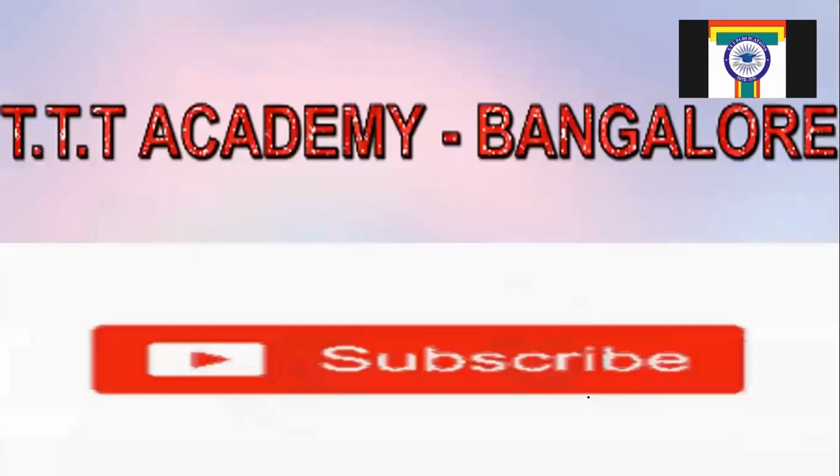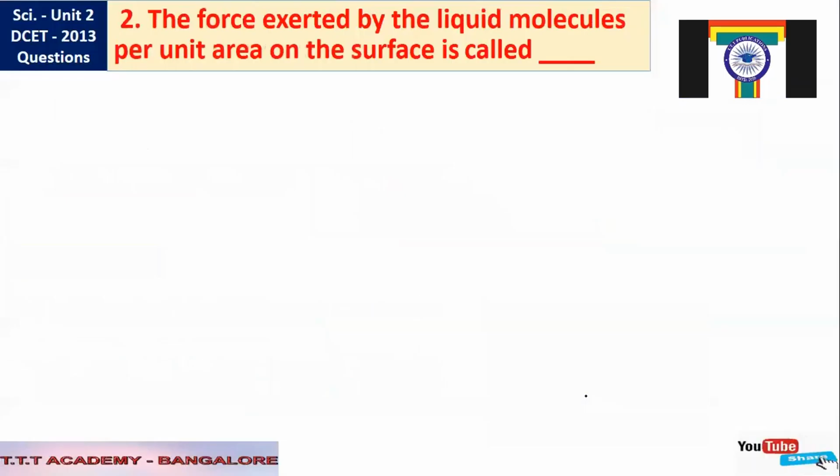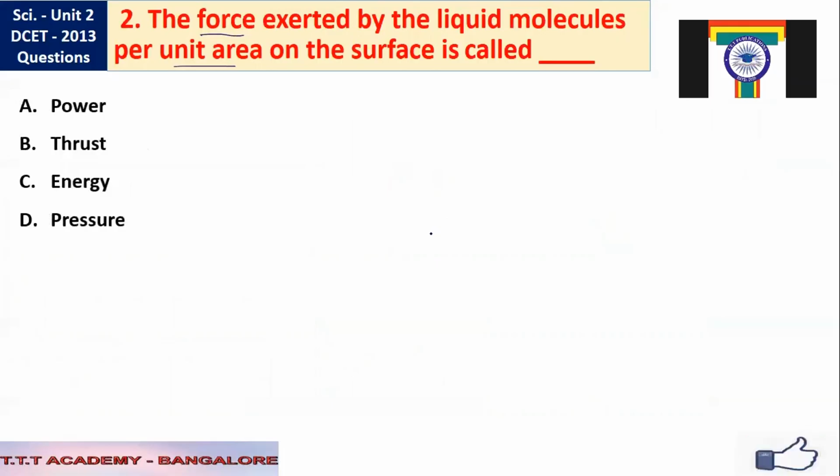Next, I'll proceed with question number 2. The force exerted by the liquid molecules per unit area on the surface is called dash. Here the question is force per unit area, force exerted by the liquid molecules per unit area on the surface. We have 4 options. Option A power, thrust, energy, pressure.